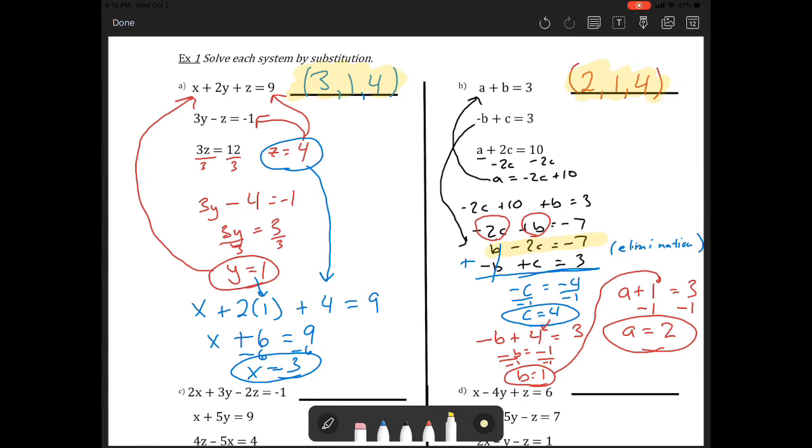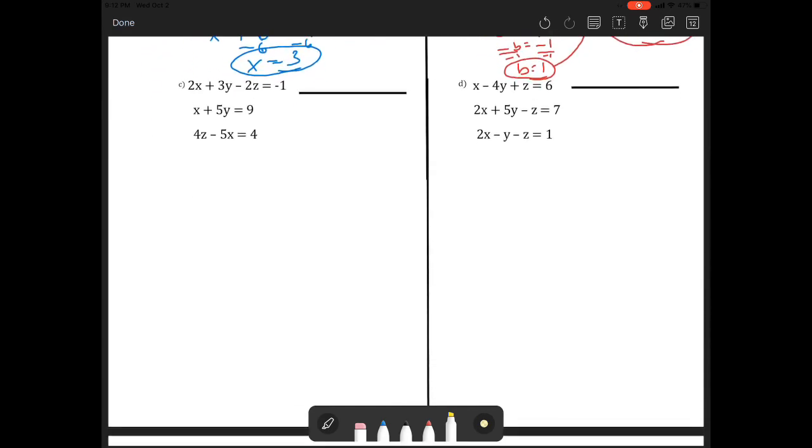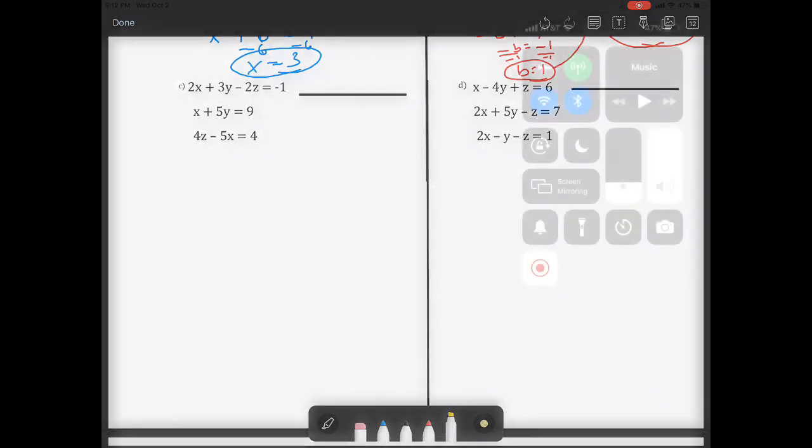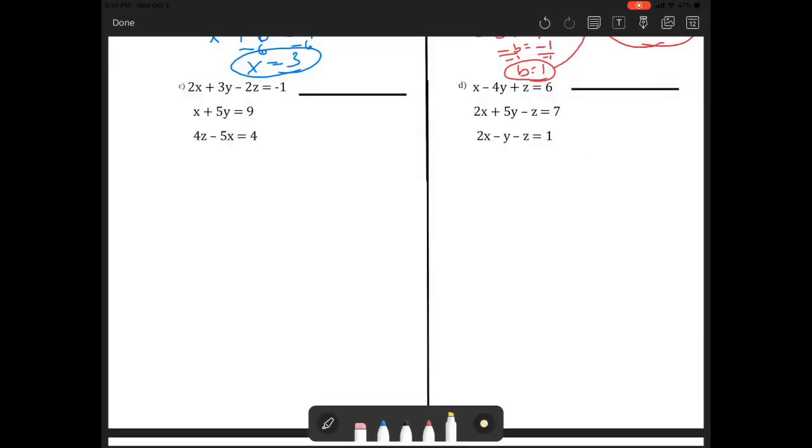Okay, so these ones have been relatively easy. You haven't had to do a ton of work to get through them. So now we're going to move on to a little bit more difficult ones that take just a little bit more work. Okay, guys, so now we're going to finish that C, D, and our final one for this substitution 3x3.